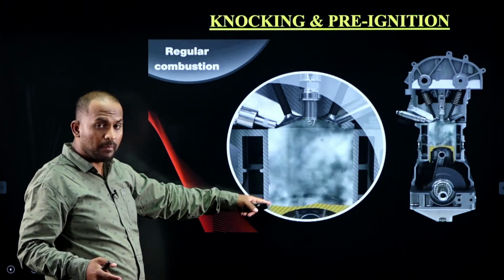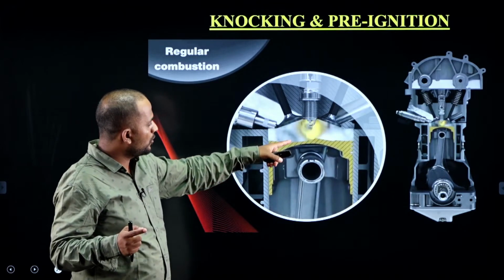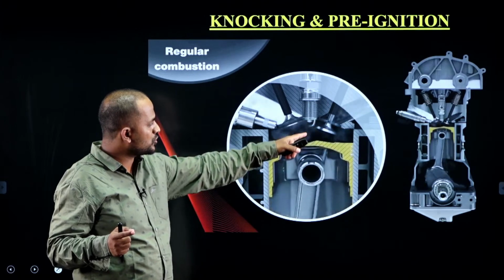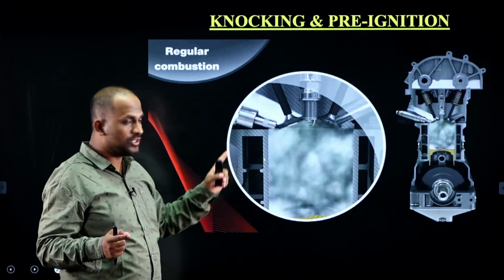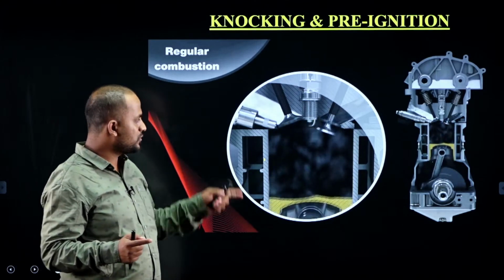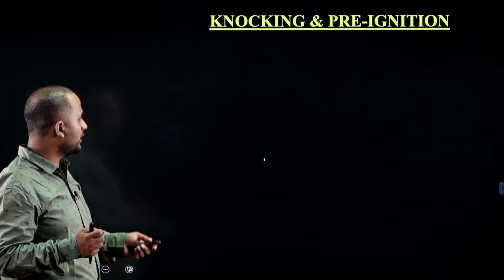While it is moving from BDC to TDC, the charge present in the cylinder gets compressed. After that the spark is created, combustion is done, then exhaust will happen. The suction, compression, expansion and exhaust will happen uniformly without any disturbances in the case of regular combustion.